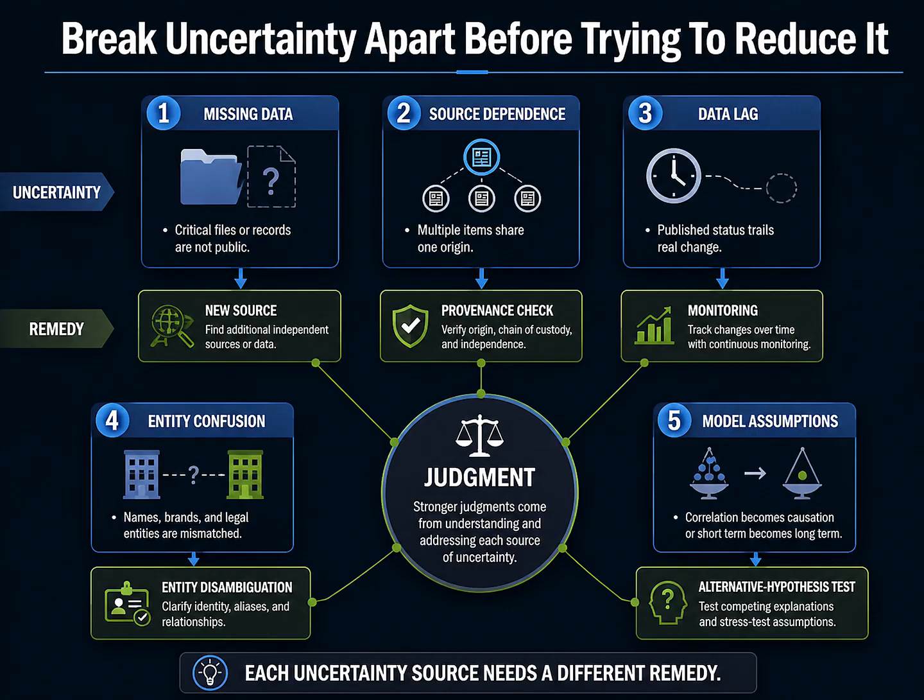Rank uncertainty by impact. Put items that could overturn the judgment first, then those that change confidence, and background details last. Different uncertainty sources need different remedies.